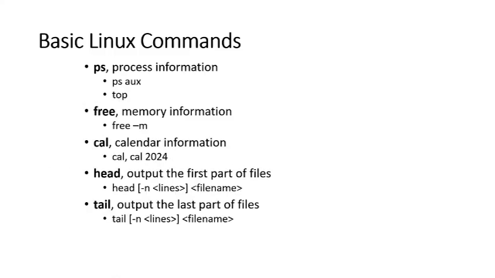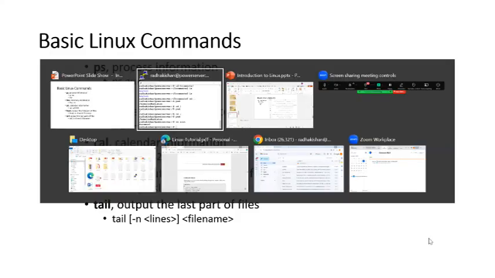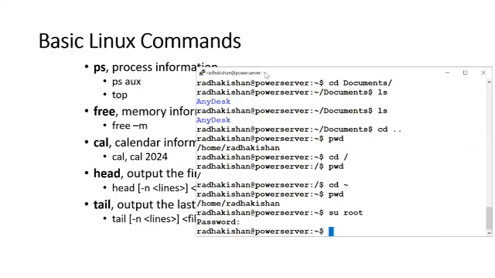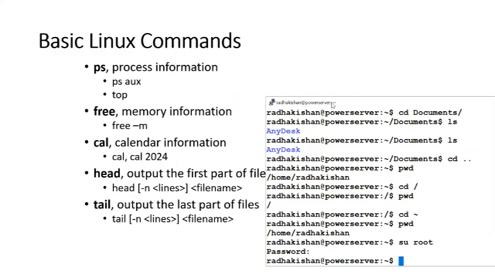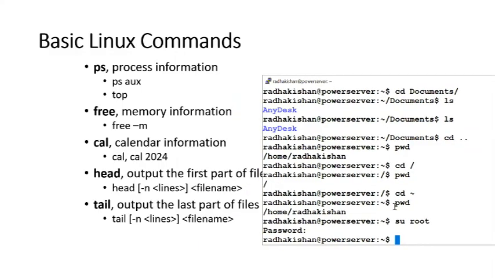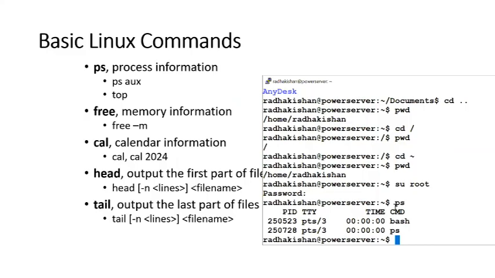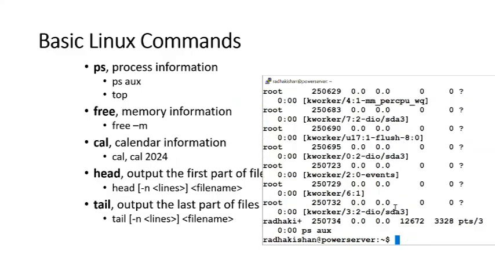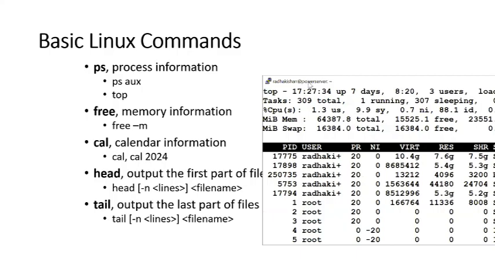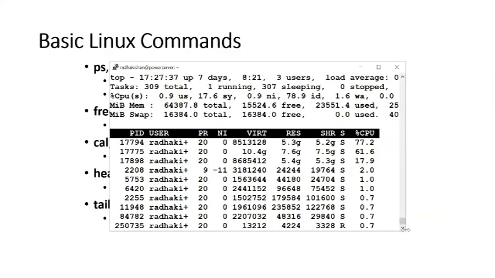So this is how many processes are running at the current time. We can see them through the ps command, processes. So these two processes are running, bash and ps. So ps aux shows the detailed information. top shows all the processes running in the system.